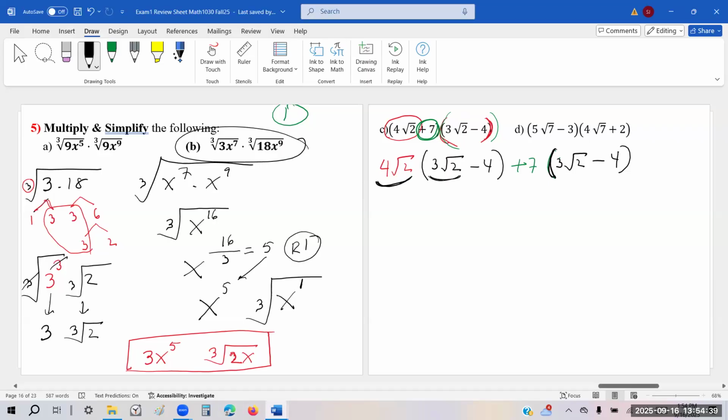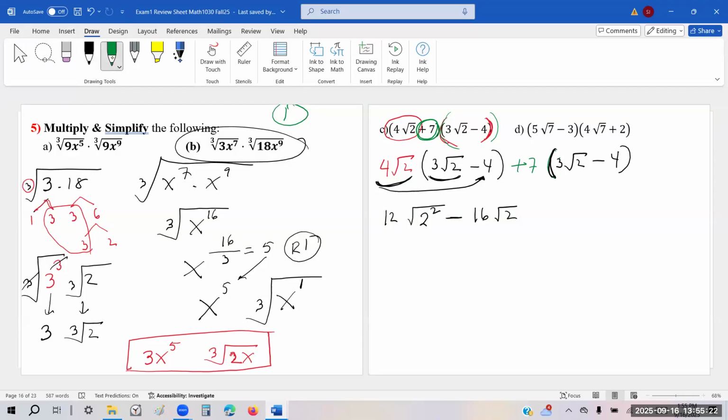4 root 2 times 3 root 2. So you multiply number with number and then children with children. So 4 times 3, 12. And this time we see they have the same children twice. So it's the square root of 2 times itself, or you can write 2 squared, because you have the same children twice. And then you multiply the other one. You have a negative 4 times 4, and what is the children? 2.